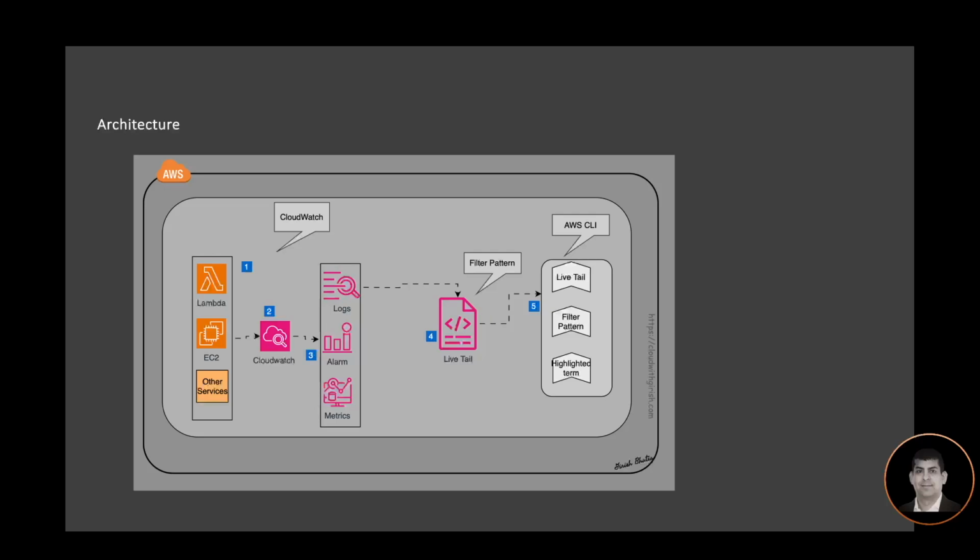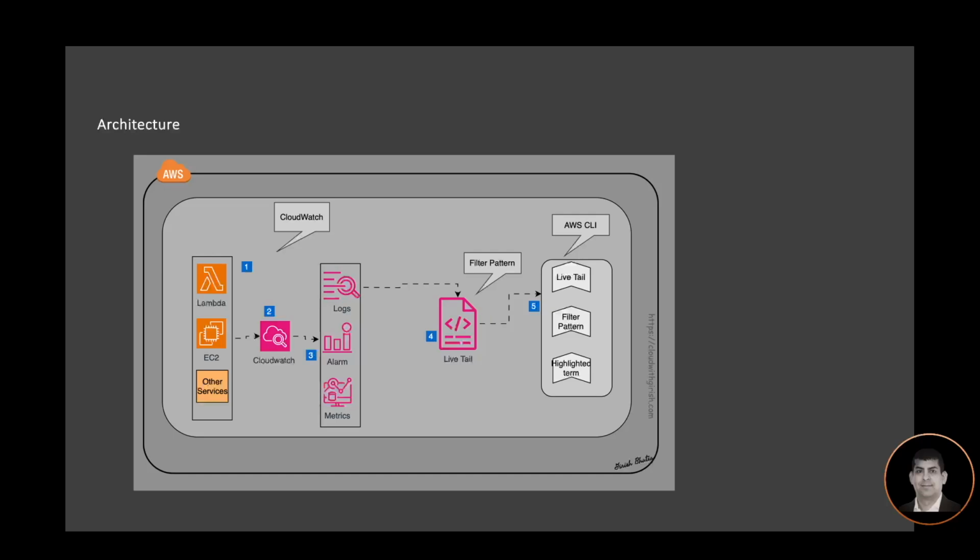We have Lambda, EC2, or other AWS services which are publishing logs to CloudWatch using log groups. CloudWatch supports logs, alarms, metrics, and many more functions. So we're going to focus here on the logs and live tail.